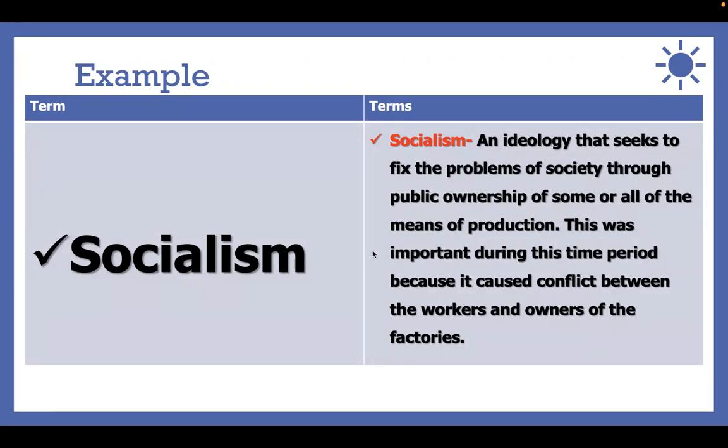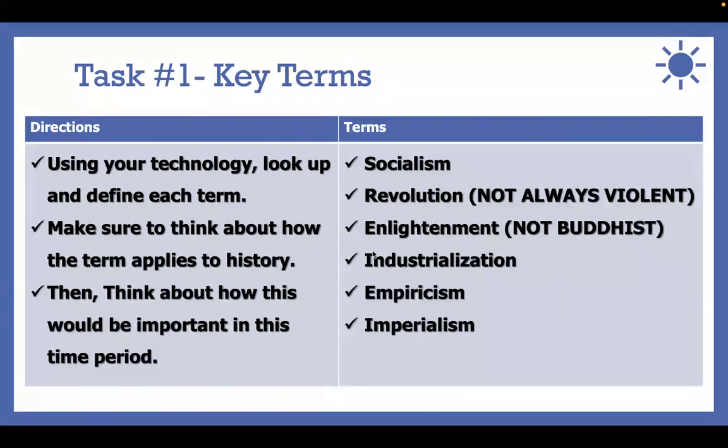So, what I want you to do now is take some time. I want you on your own sheet of paper to write and define these terms and to think about how this would be important for the time period 1750 to 1900.